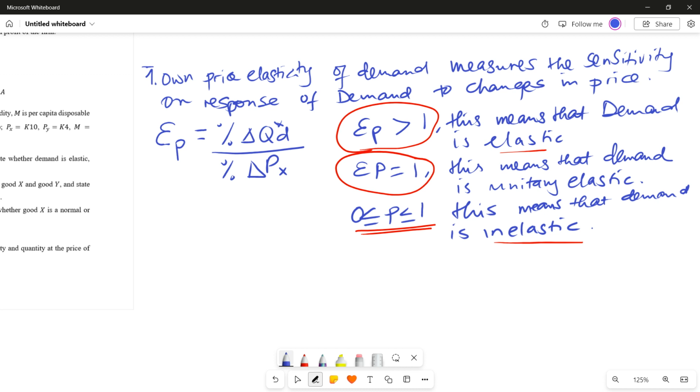Which is price elasticity. Right? How is that? Oh, it's okay. Okay, that's good.